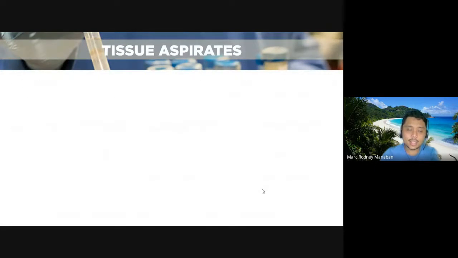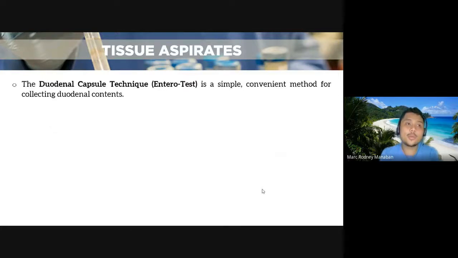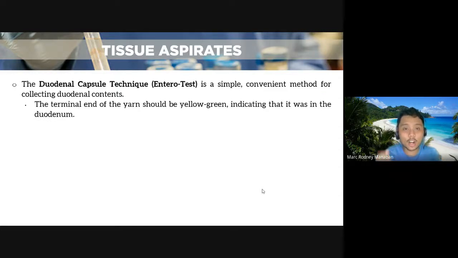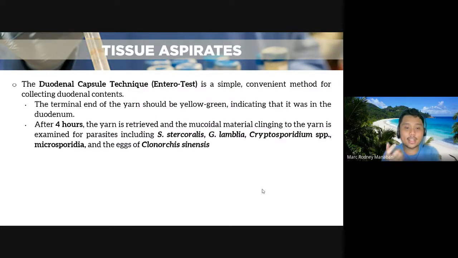And still, talking about the duodenum, we have this test known as the duodenal capsule technique, or your Entero test or string test. Okay? Now, in this string test, you can remember, the patient is given a yarn. And at the end of the yarn is a capsule, which the patient swallows, okay? And then the yarn, you tape to the side of the patient's face. Then after 4 hours, you retrieve the yarn, you pull out the yarn. And then what sticks, okay? The mucoidal stuff that sticks to the end of the yarn is now the duodenal contents. And that's what we examine under the microscope.